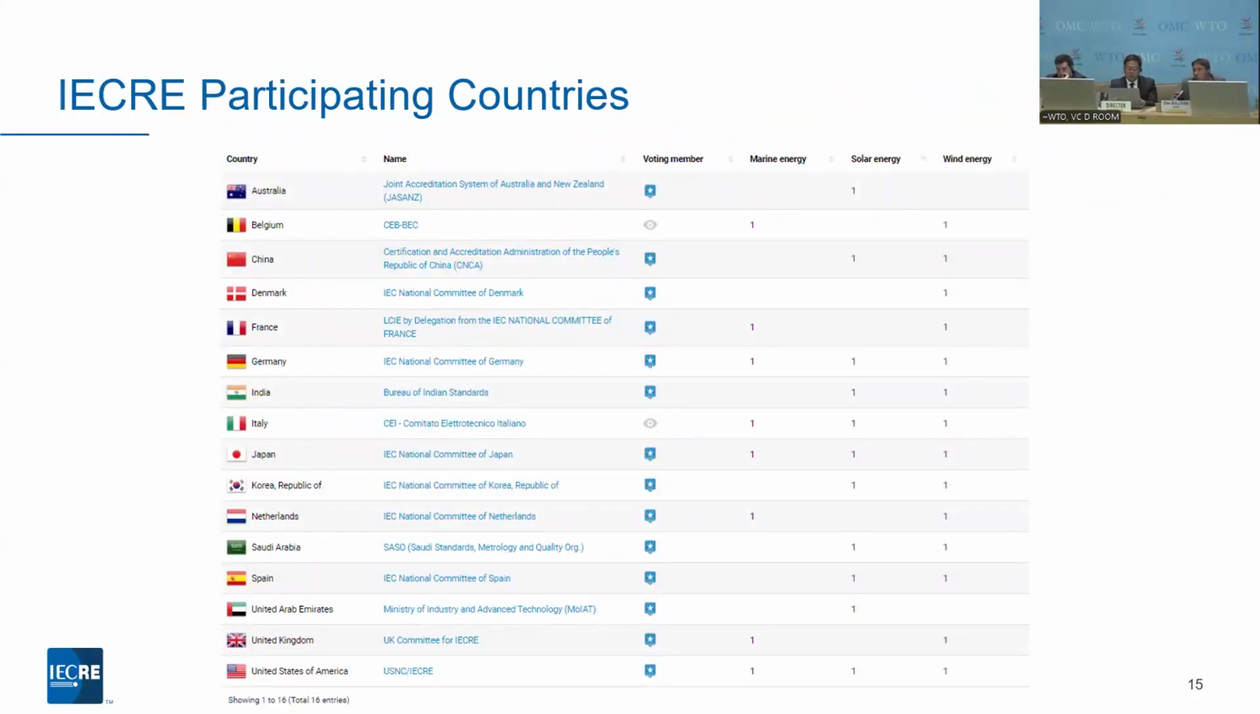Currently the IECRE is one of our smaller conformity assessment systems within the IEC. We have 16 countries participating. So we're really looking for a wider scope to have a larger global footprint on this. And we strongly encourage any country to participate within the IECRE through their particular IEC member body.